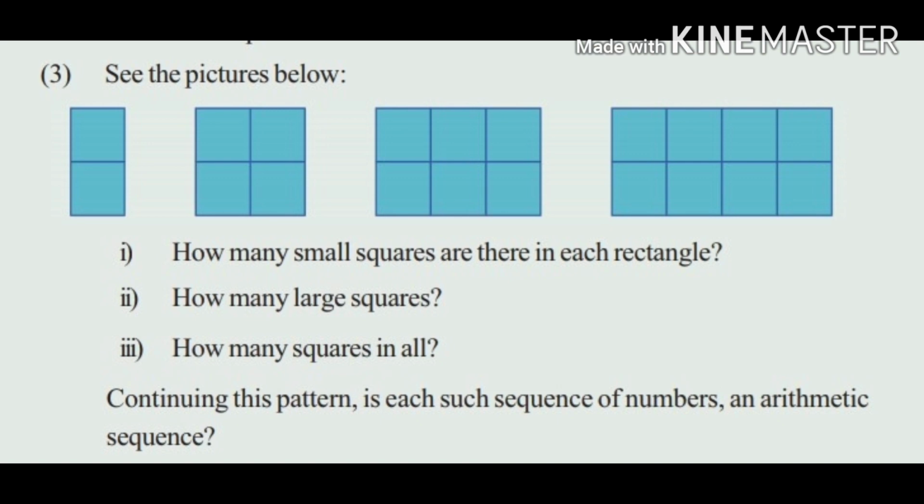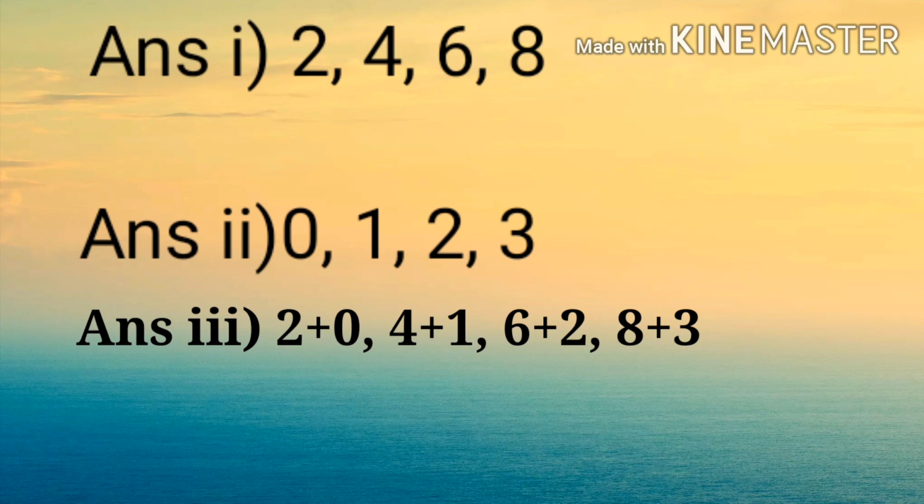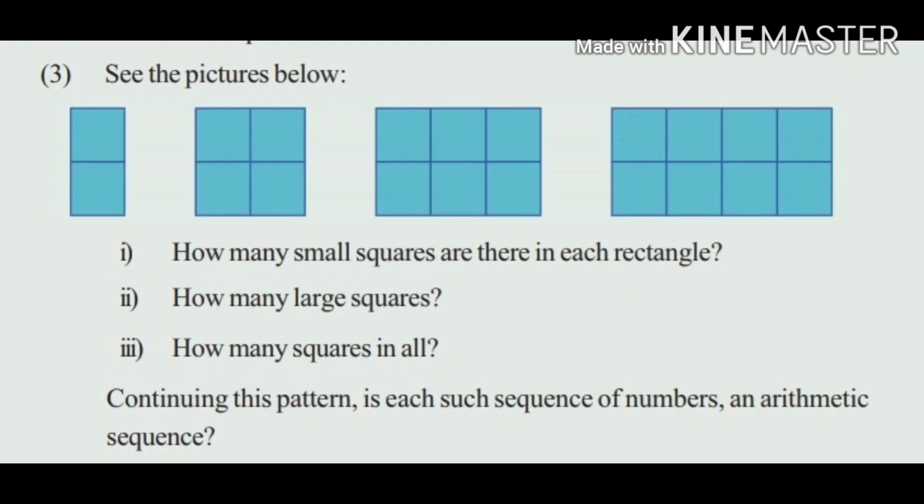Now, the third sub-question: how many squares in all? How many squares in all means we have to add the first sub-question answer and the second sub-question answer. The first sub-question represents the number of small squares and the second sub-question represents the number of large squares. So the third sub-question is the sum of these two. So the answer will be 2 plus 0, 4 plus 1, 6 plus 2 and 8 plus 3. So the answer is 2, 5, 8, 11.